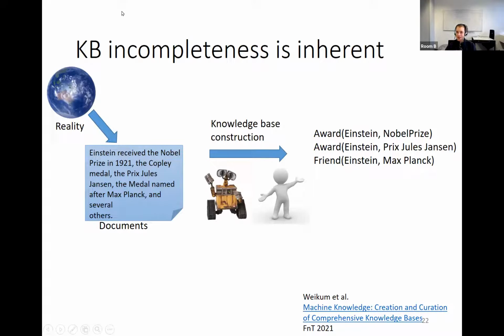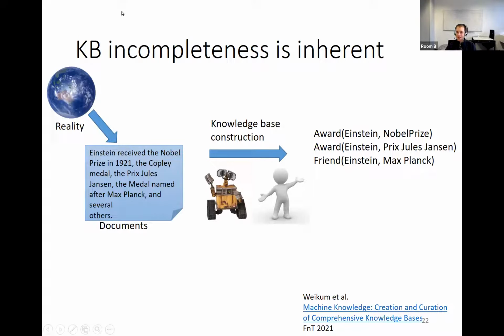Then, as Magdalena said, the other blue arrow: the extractors are imperfect. The document on the left-hand side also mentions a Copley Medal. This is not shown on the right-hand side. The extractor just missed it. This applies to both human and automated extractors. And also the friend relation is actually not correct. He won the Max Planck Medal. That doesn't mean he's a friend of Max Planck.